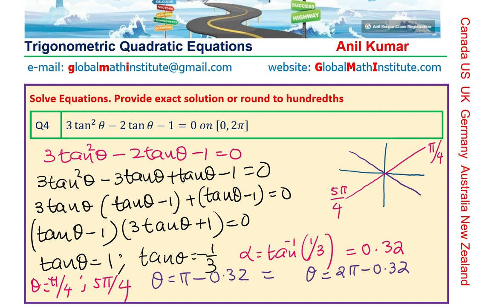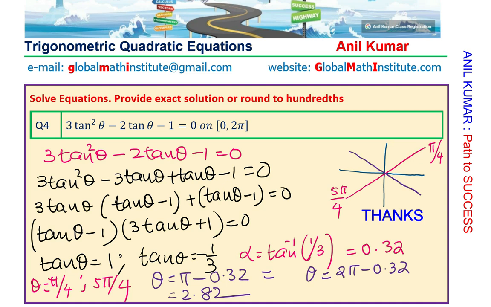So pi minus 0.32 gives you a value of 2.82, and 2 pi minus 0.32 gives us 5.96. So these are the three solutions for our equation.